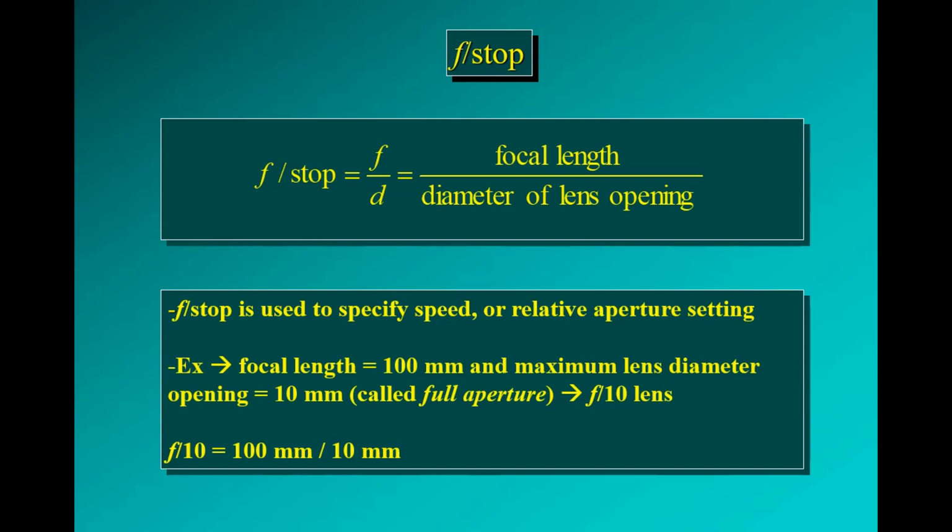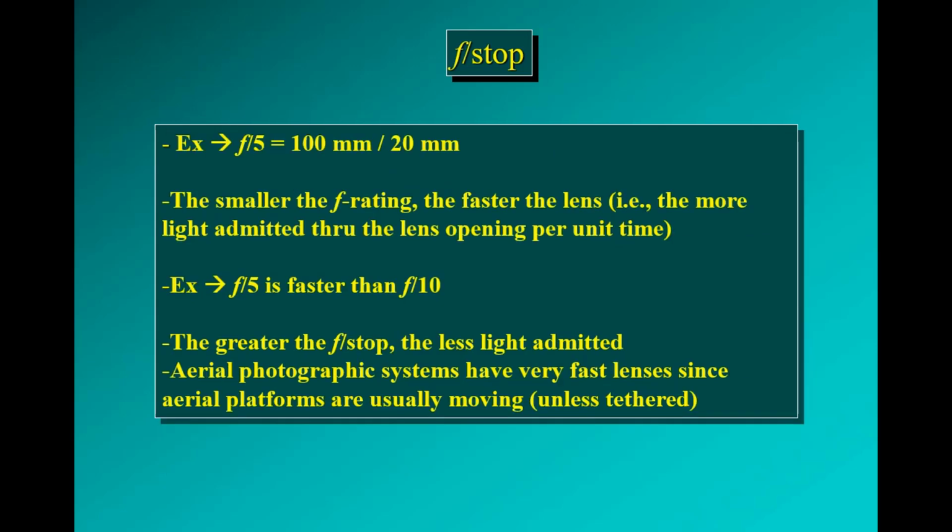And where do we get that? Well, we take 100 millimeters divided by 10 millimeters. Another example would be if we have 100 millimeters divided by 20 millimeters, we would have an f5 lens.